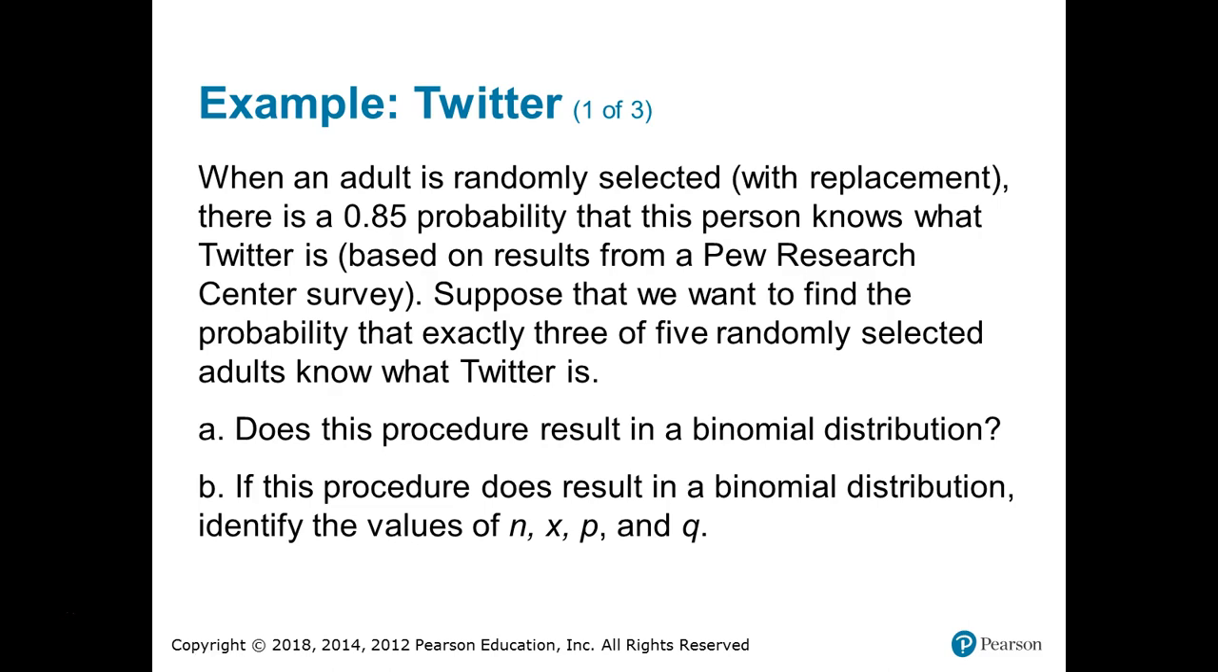When an adult is randomly selected, there is a 0.85 probability that this person knows what Twitter is. Suppose that we want to find the probability that exactly 3 of 5 randomly selected adults know what Twitter is. So we want to know exactly 3 of 5, not 3 or more or anything else, exactly 3 of 5. So part A is, does this procedure result in a binomial distribution? And if so, identify x, n, p, and q.